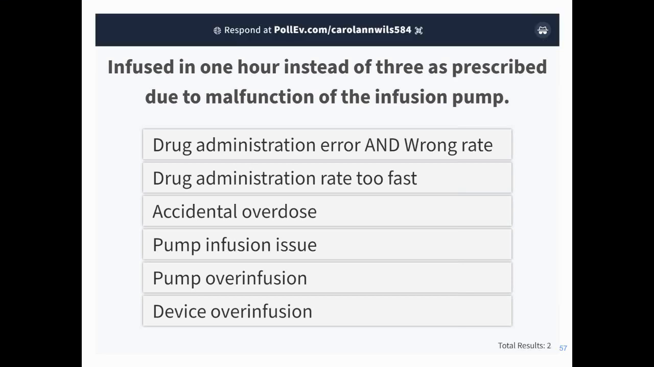So what would you do with this verbatim now? Infused in 1 hour instead of 3 as prescribed due to malfunction of the infusion pump. Do we have to split code here? What needs to be captured? And how can we best capture it? Drug administration error and wrong rate, drug administration rate too fast, accidental overdose, pump infusion issue, pump overinfusion, or device overinfusion. What would you select?